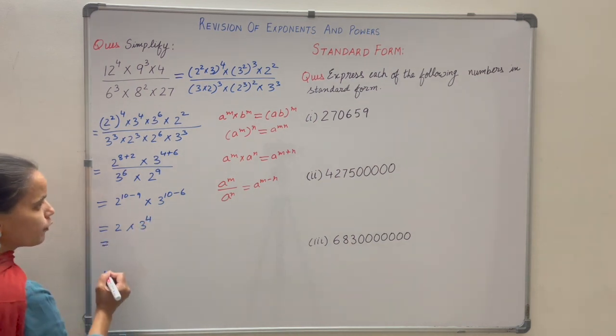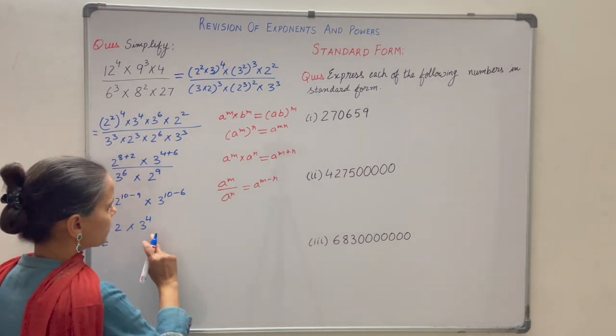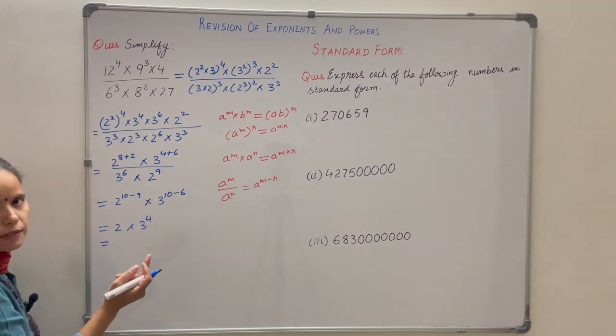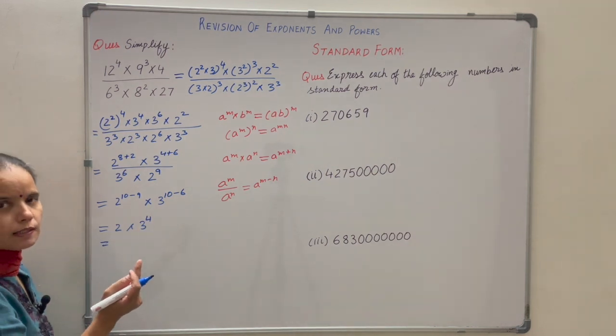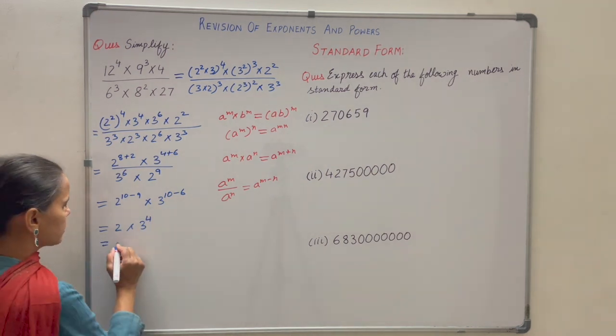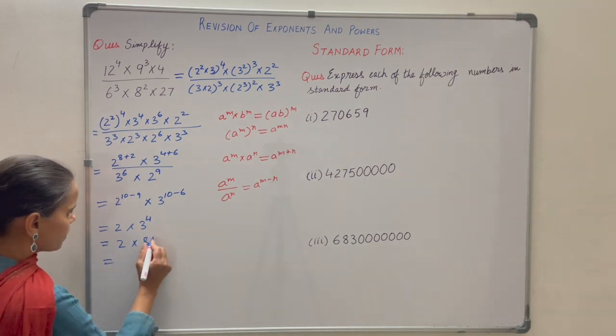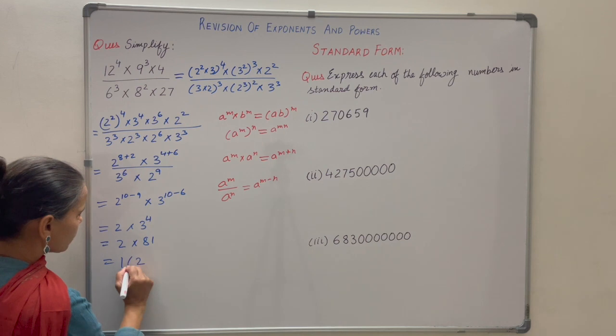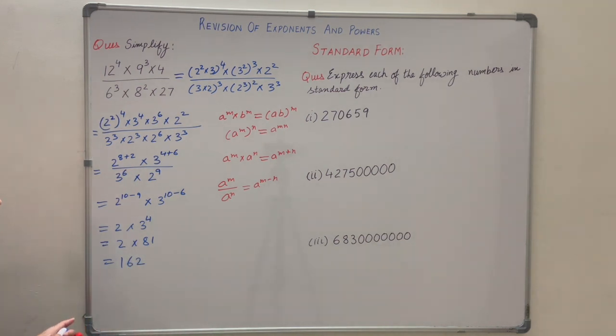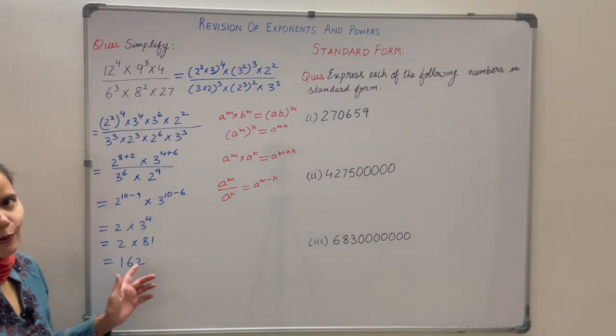So 3 raised to the power 4 means you have to multiply 3 4 times. So 3 into 3 is 9, and 9 into 9 is 81. So 2 into 81. So you get here 162. So that is the answer for this question.